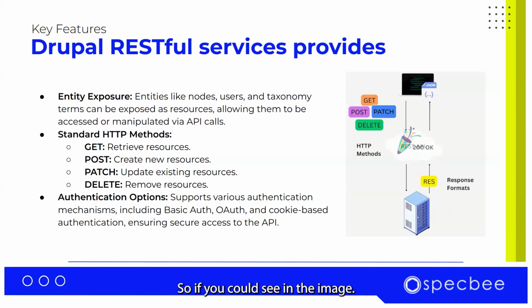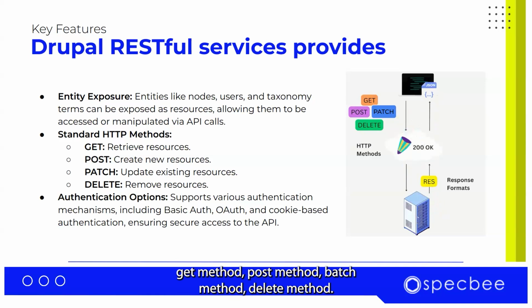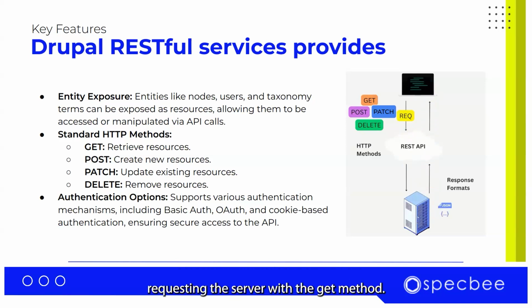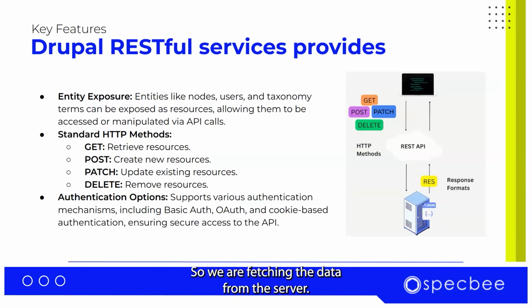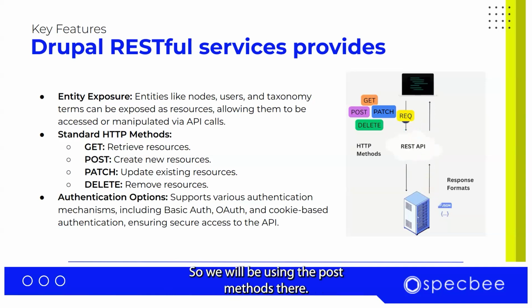If you look at the image, the methods supported by Drupal are the GET method, POST method, PATCH method, and DELETE method. Basically, what's happening here is that if you want to get data, we request the server with the GET method. The client sends a request as a GET method to the server, and the server responds in the form of JSON. You get a 200, which means everything is good, and you get the data. If you want to create new content, we'll be using the POST method there.